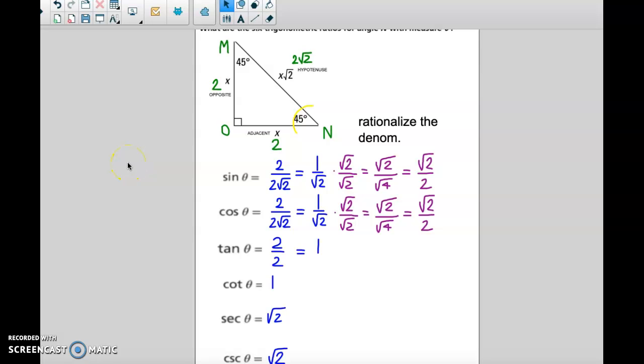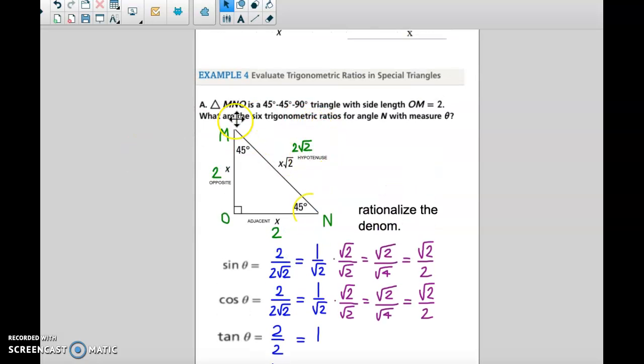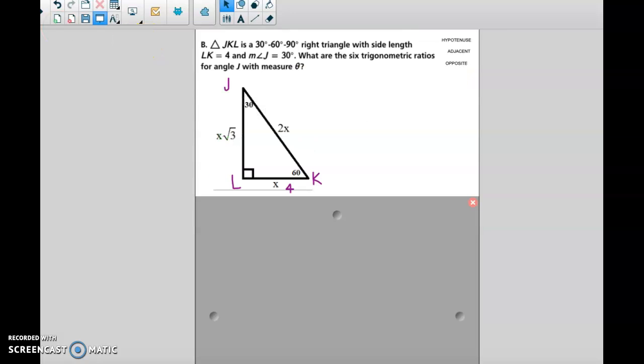Okay guys, so here's another example of the last video. If you're good with the last video, this one doesn't talk about anything new. It's just a practice. If you want to go through another one with me, continue to watch. So here's another example of how we're going to use these special triangles.